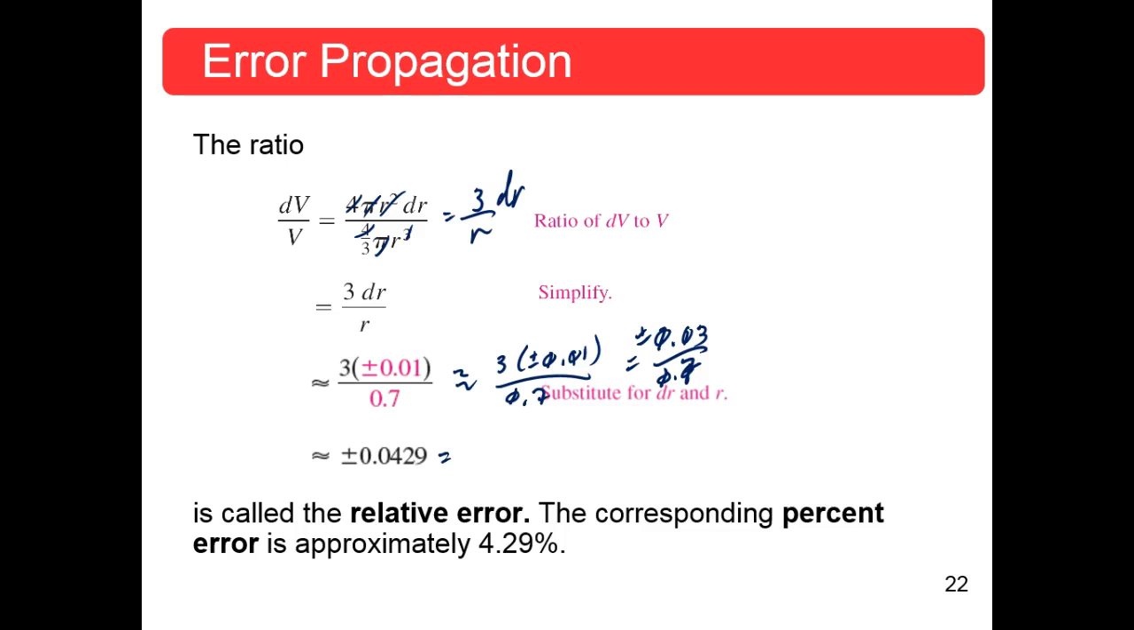What does that give you? That is your corresponding percent error. Percent error is the actual error over the actual value, and that's given in a percent. It's given as a decimal number here, move the decimal in place, 4.29%.